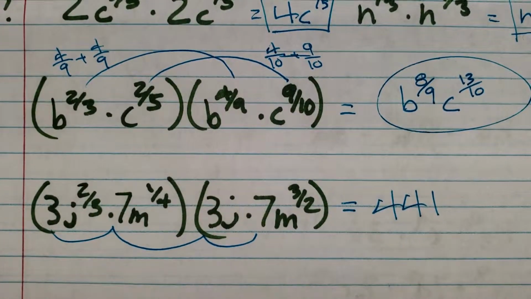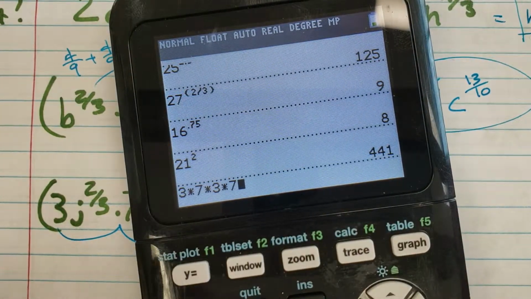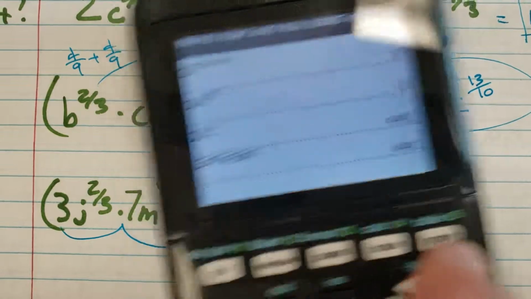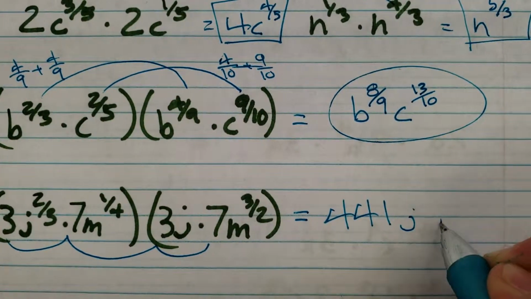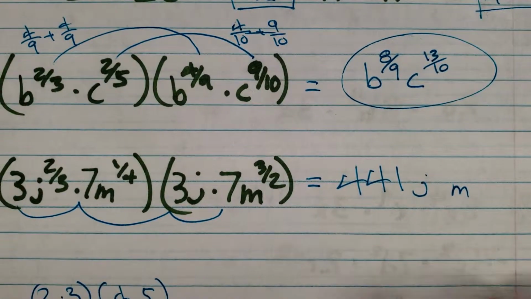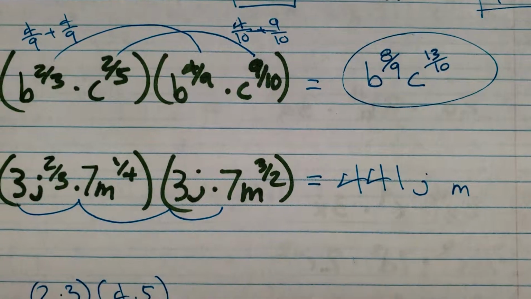All right? So I'm going to go ahead and multiply it out long ways. 3 times 7 times 3 times 7, again, is basically 21 squared. All right, moving on. We got J's and we got M's. Again, I'm kind of, not really cheating. I'm kind of giving my answers kind of a landing pad here, all right?